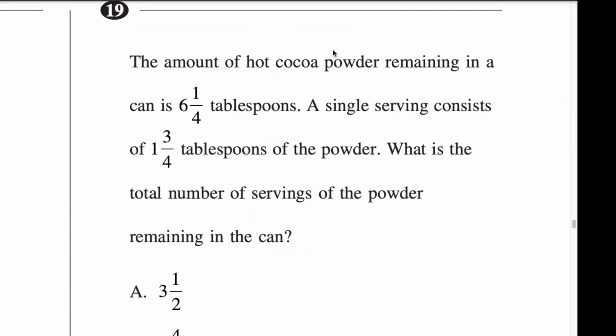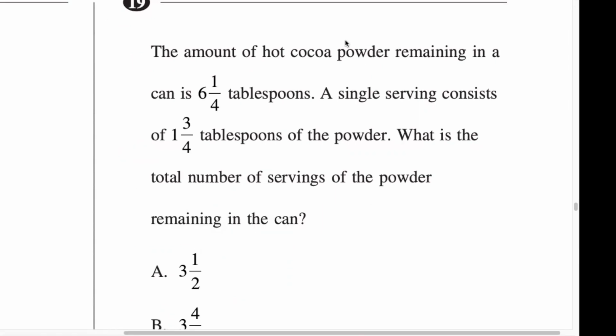Question 19. The amount of hot cocoa powder remaining in a can is 6 1/4 tablespoons. A single serving consists of 1 3/4 tablespoons of the powder. What is the total number of servings of the powder remaining in the can? If you read the question carefully, you will see that the total amount of powder is 6 1/4, and you can use 1 3/4 as one serving. So how many times can you serve it?